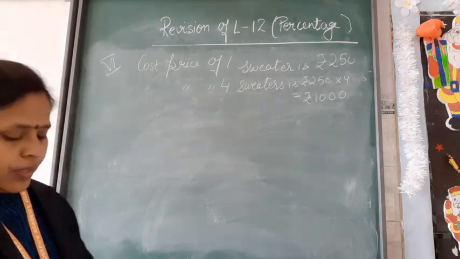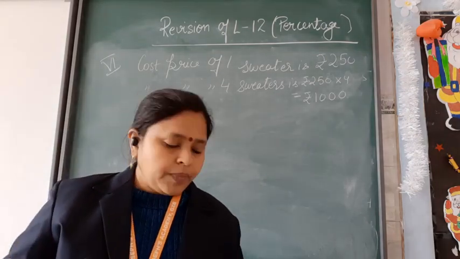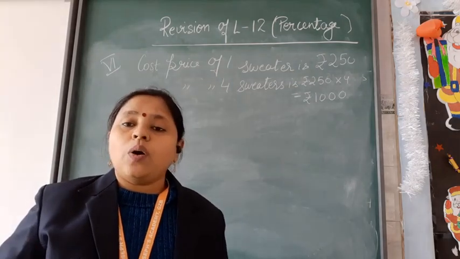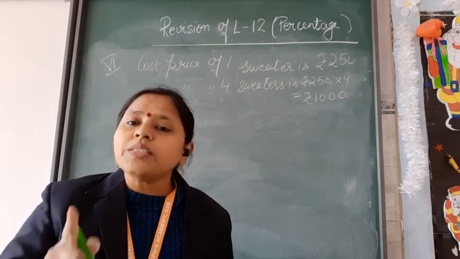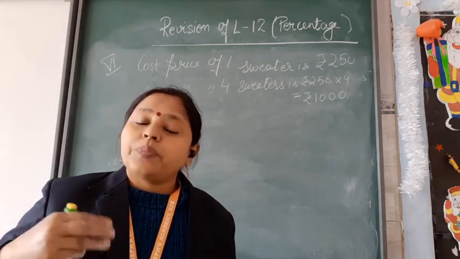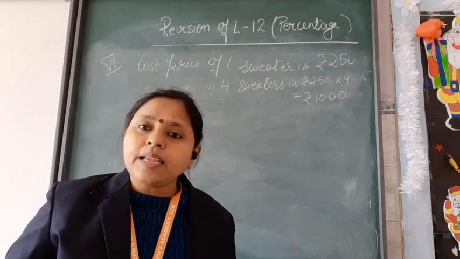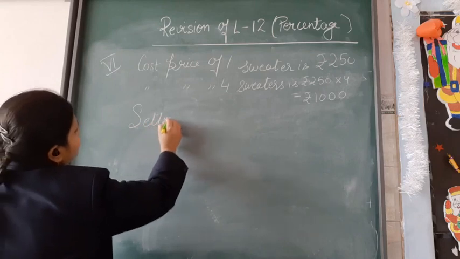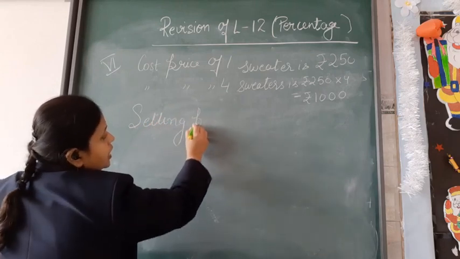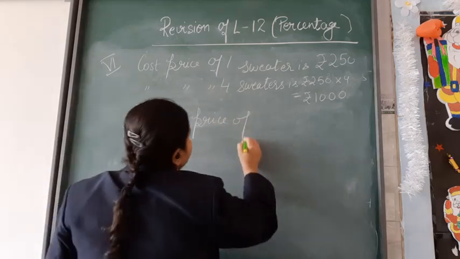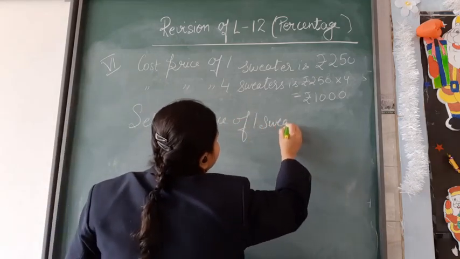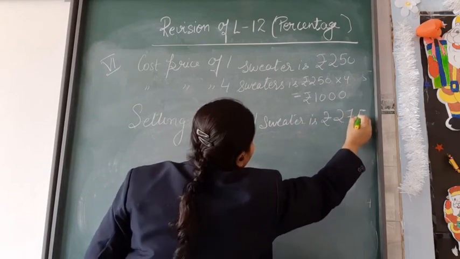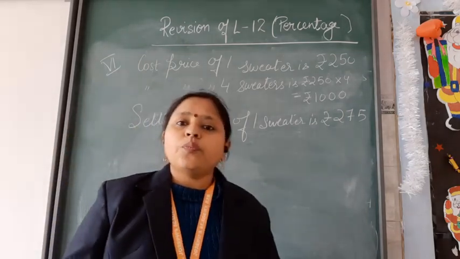Okay. Now children, it is given in the question that he sold them at rupees 275 each. Means he sold each of the sweaters at rupees 275. The price at which he sold the sweater, that is called the selling price of the sweater, right? I am writing the selling price of one sweater, means the price at which he sold the sweater, is rupees 275, right? And now he has sold 4 sweaters.